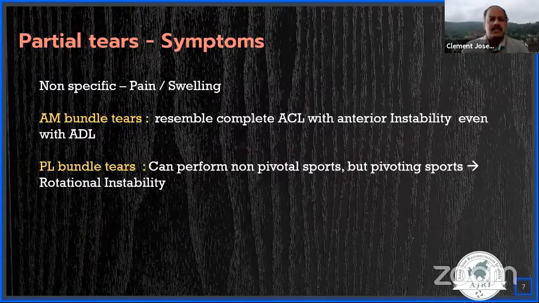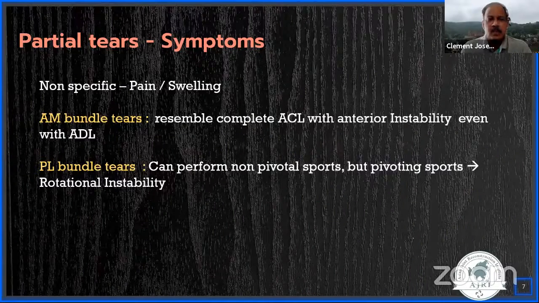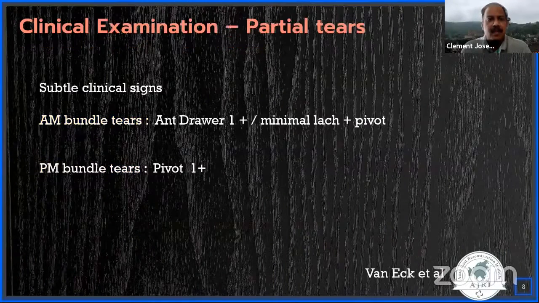The partial tears can present with non-specific symptoms like pain and swelling. The anteromedial bundle tears can have symptoms resembling a complete ACL tear with anterior instability, whereas the posterolateral bundle tears can allow nearly normal activity and normal day-to-day life, except maybe some instability during pivoting activities.